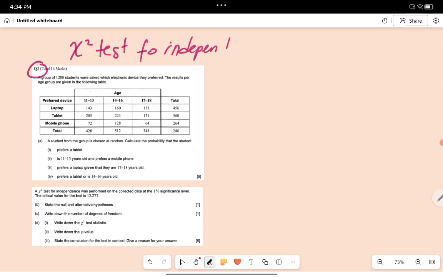Okay. So let's have a look at the question. So it starts with chi-squared up here. So here it's just simple probability questions. No chi-squareds involved yet. Okay, so what's the question? A group of 1,280 students were asked which electronic device they preferred. The results per age group are given in the following table.